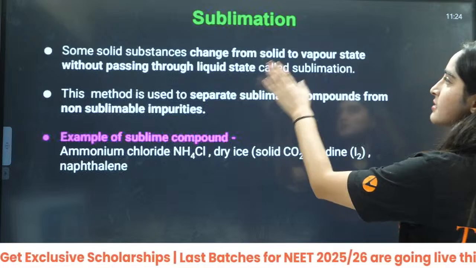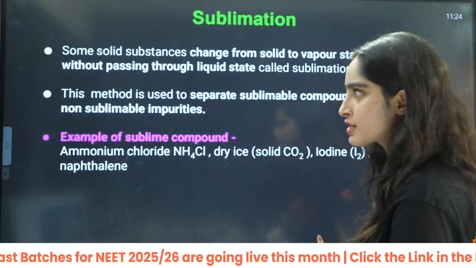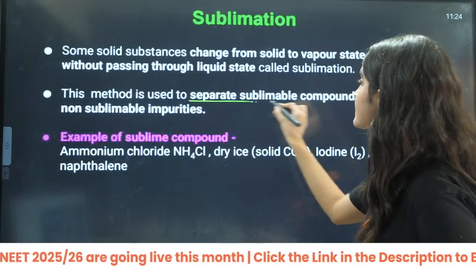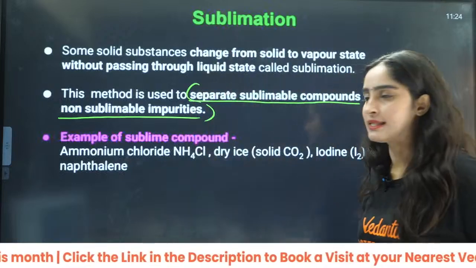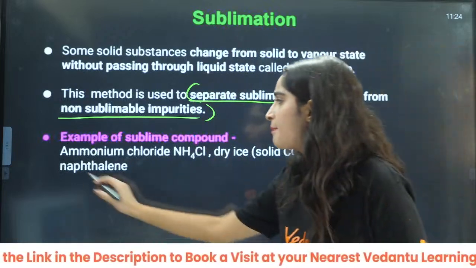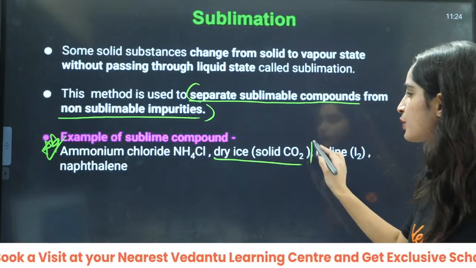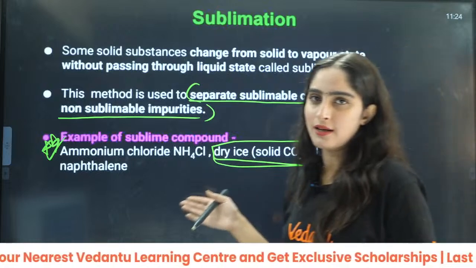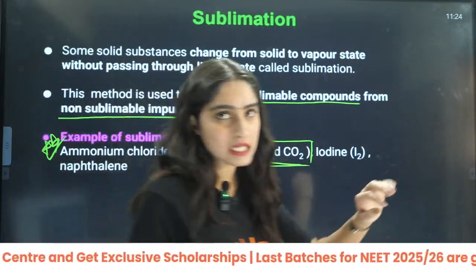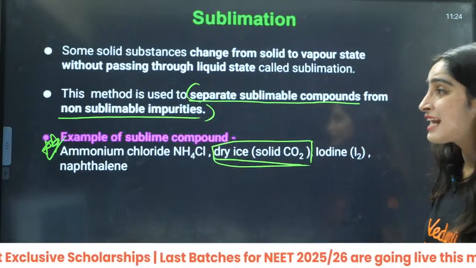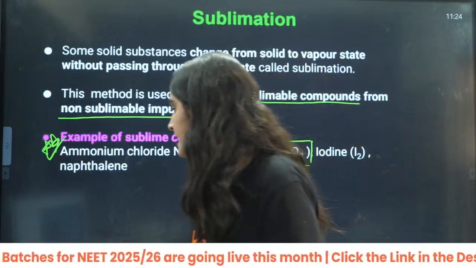Right? Some substances change from solid to vapor state without going through the liquid state, that is called sublimation, and it is used to separate sublimable compounds from non-sublimable impurities. Right? Examples of sublimable compounds are ammonium chloride, a very, very important example. Then you have dry ice, as I told you, right? That is used in weddings and concerts, right? Then you have iodine, a very good sublimable substance. Naphthalene balls, camphor, all these are very good sublimable substances, right?